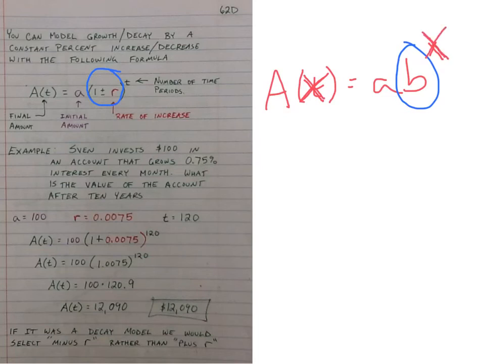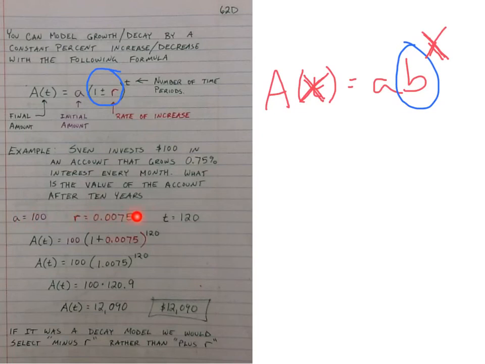All right, so an example of how this gets used. We have a gentleman, Sven, who is investing $100 into an account that grows 0.75% interest every month. And we want to know what is the value of the account after 10 years. So we identify our important pieces. The first important piece is the initial amount. So in this case, the amount is money. Sometimes we're talking about a population count or a number of bacteria.